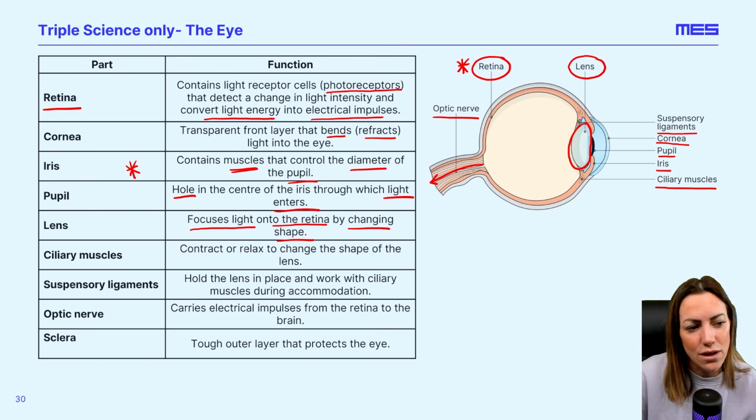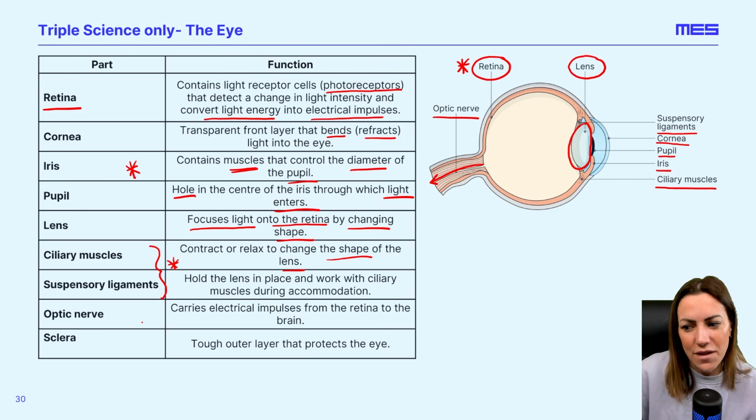The ciliary muscles can contract or relax to change the shape of the lens, and the suspensory ligaments hold the lens in place. They work with the ciliary muscles during accommodation, and accommodation is a topic that we have to know in more detail. So again, we're going to look at that in this video.